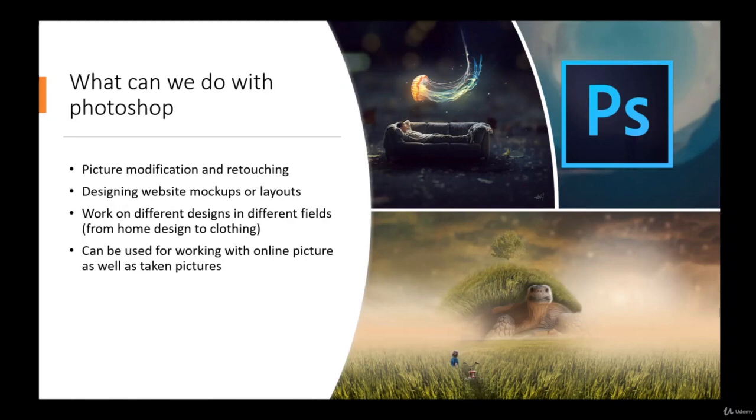All right, so what can we do with Photoshop? We maybe talked about it in the past course, but basically Photoshop, as I said, is really specialized in modification of pictures. So the first thing that you can do is modify or retouch a picture. In other words, it could be a picture that you import from the internet. It could be a picture that you have taken yourself. So this is basically the first thing that you can do.